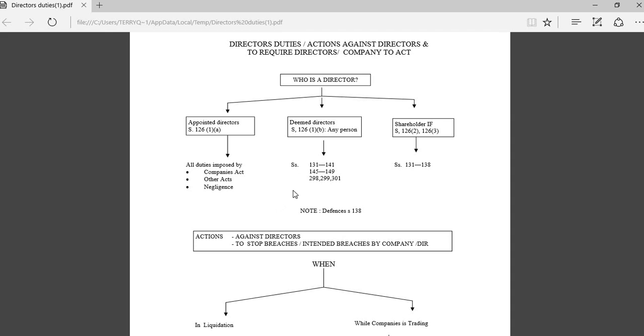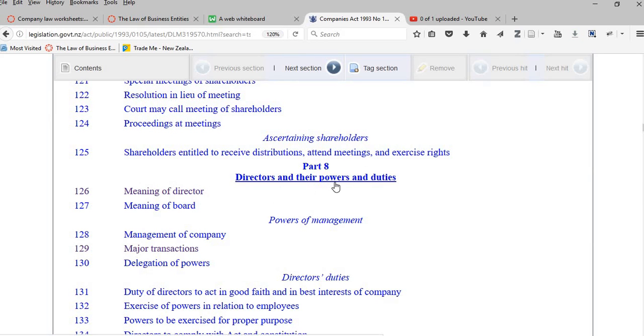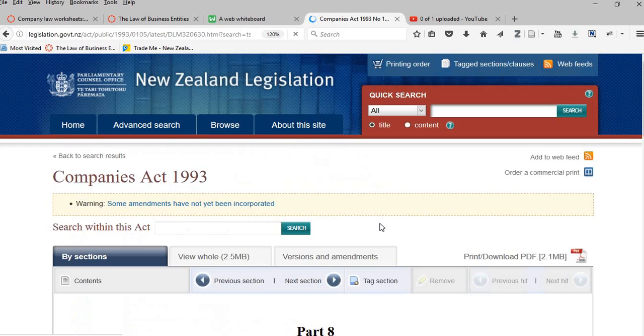Now you note the sections 131 to 141 come in both of these areas, and so we'll focus on those a wee bit. But we've also got these sections here, 145 to 149, which relates to directors disclosing self-interested transactions. So our start point is, who's a director? Now that's clearly covered in the Companies Act in directors and their powers and duties, and we've talked about this previously, the meaning of director.